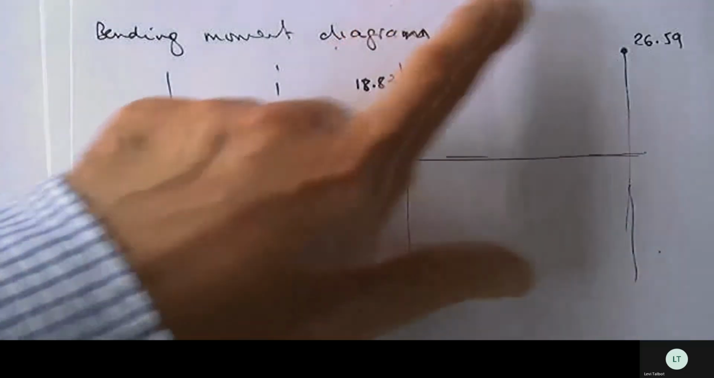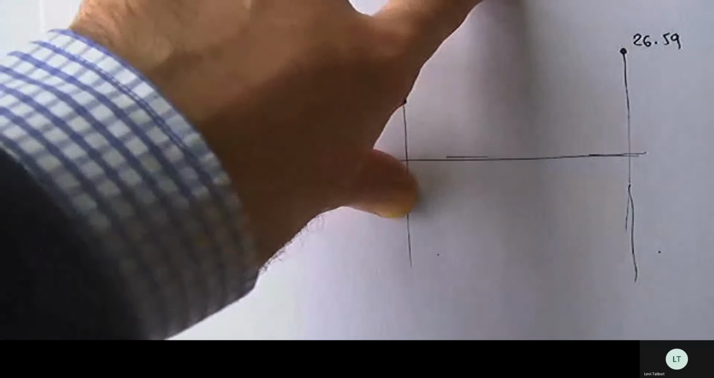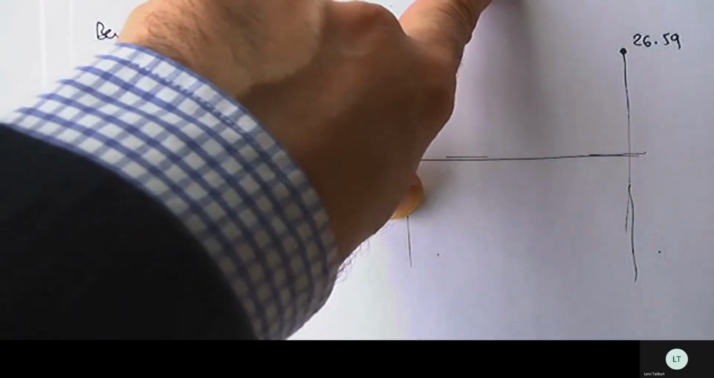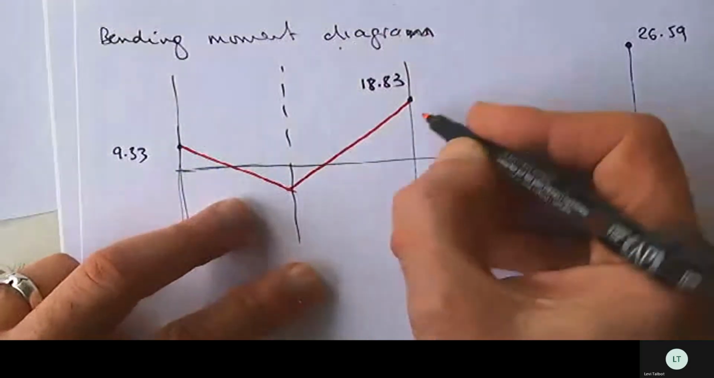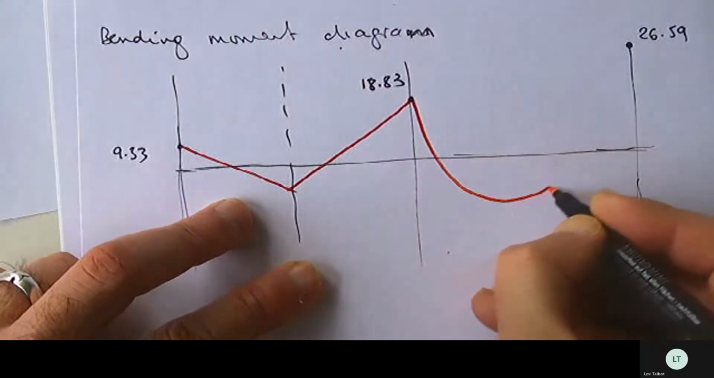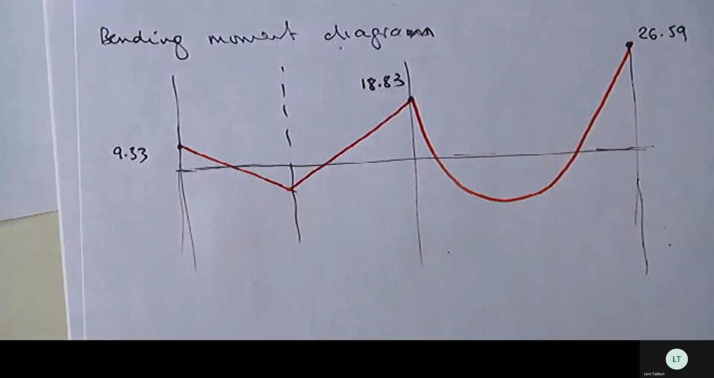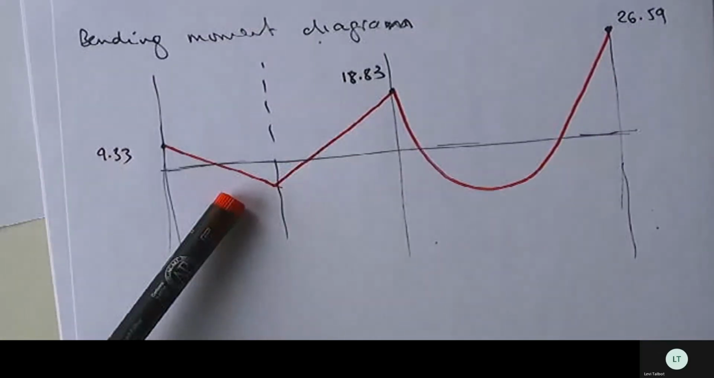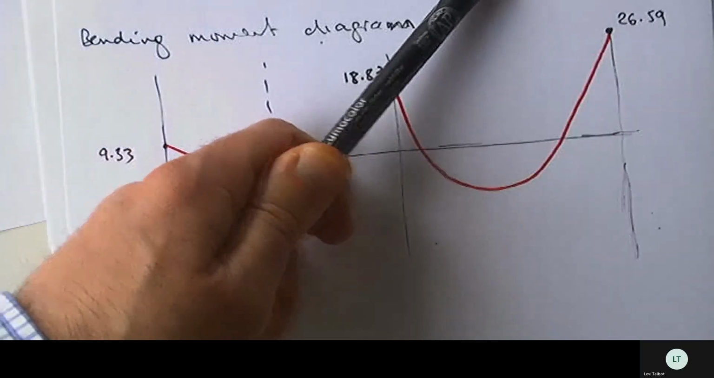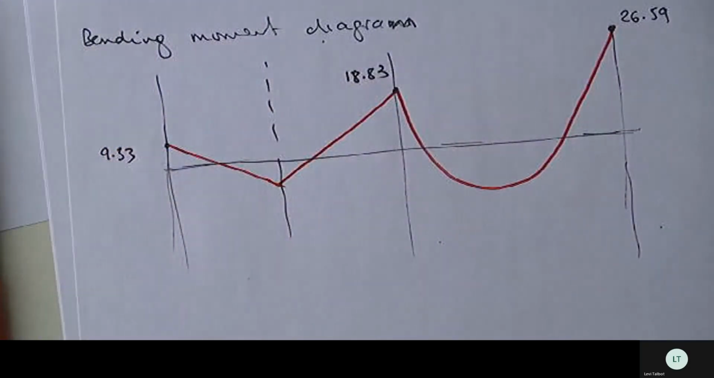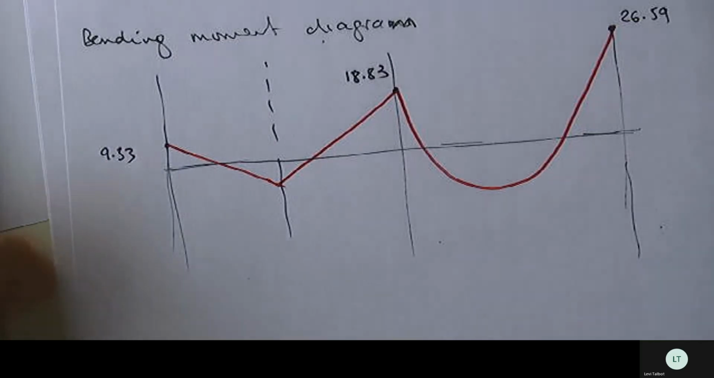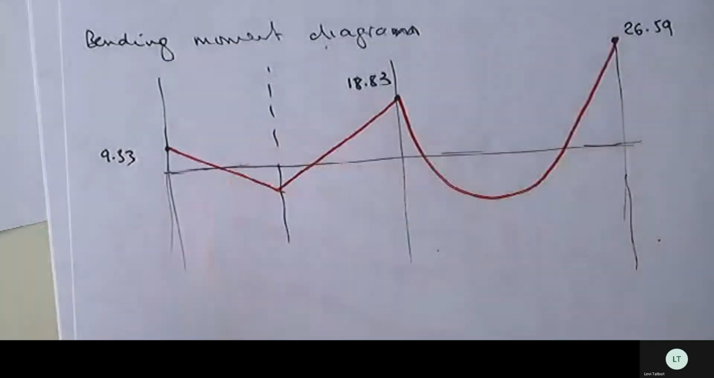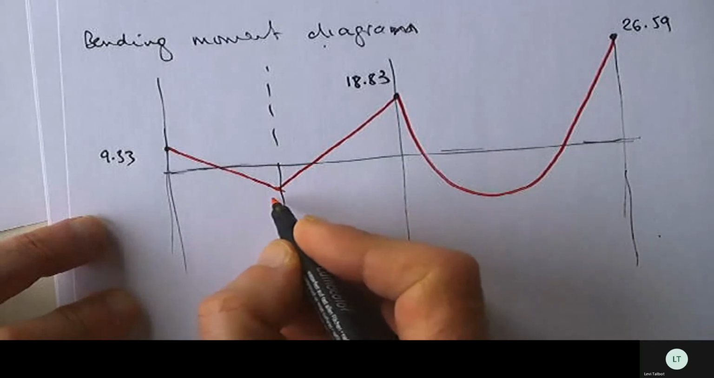Now, for BC, we have a uniformly distributed load, so the shape will be parabolic. Just remember this, please. When you have concentrated loads, it's linear. When you have a UDL, the shape is parabolic. The only thing left is that we need to determine the points of maximum moments.